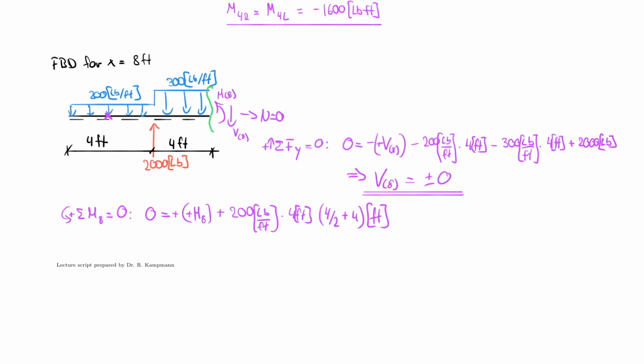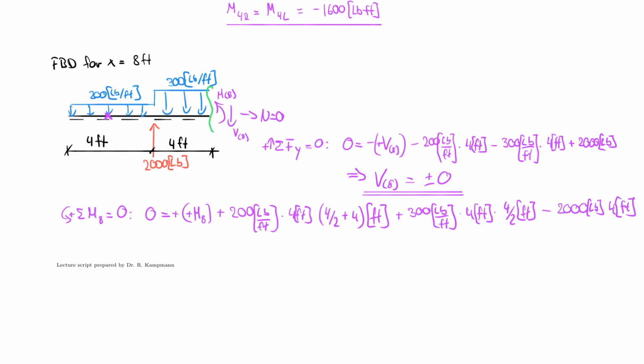That means that I now have to include the 300, so plus 300 pounds per foot multiplied by 4 feet multiplied by 4 over 2 feet, because now I cut right through the 300 pounds per foot force, and that has a centroid or a concentrated force or a force resultant right in the middle, and therefore I'm looking at 2 feet distance here. But I cannot forget, of course, my 2,000, which now rotates in the opposite direction, so minus 2,000 pounds multiplied by 4 feet, because again it rotates about my green cut there.